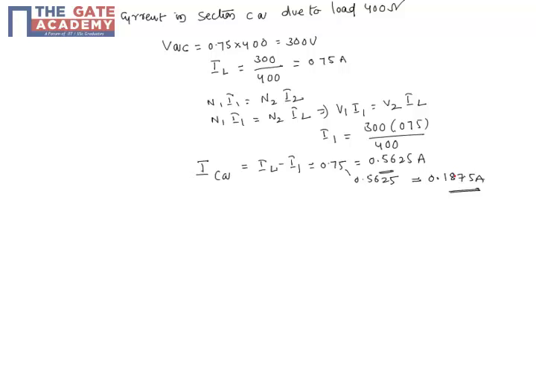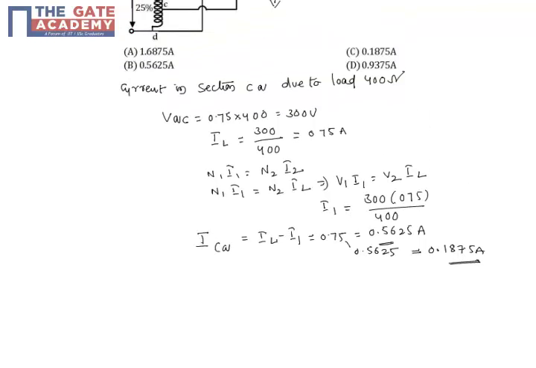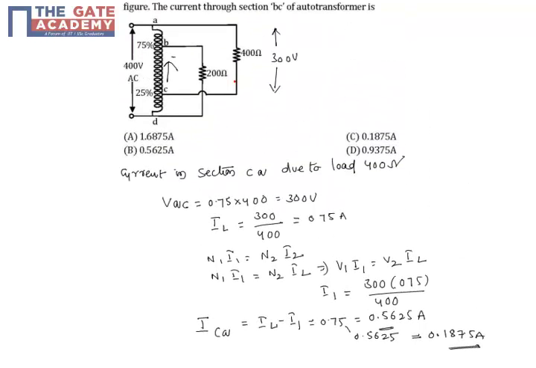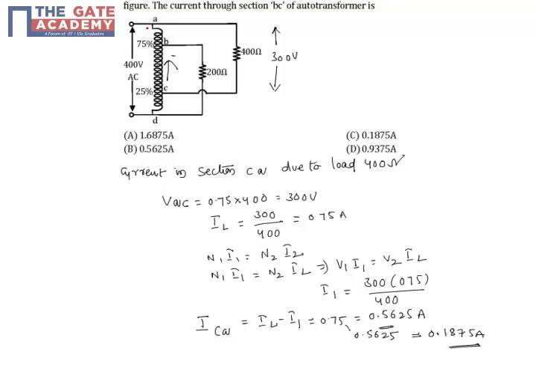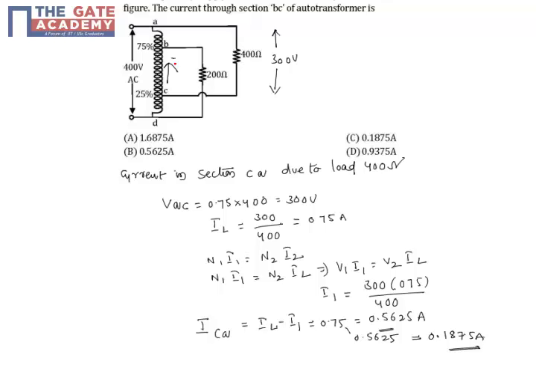Now I have to follow the same procedure to find out the current due to the load of 200 ohms. If you see here, this 200 ohms is connected between 75% and 0. That means the number of turns is 75 turns. So the voltage is nothing but 0.75 times 400. So this is also 300 volts.